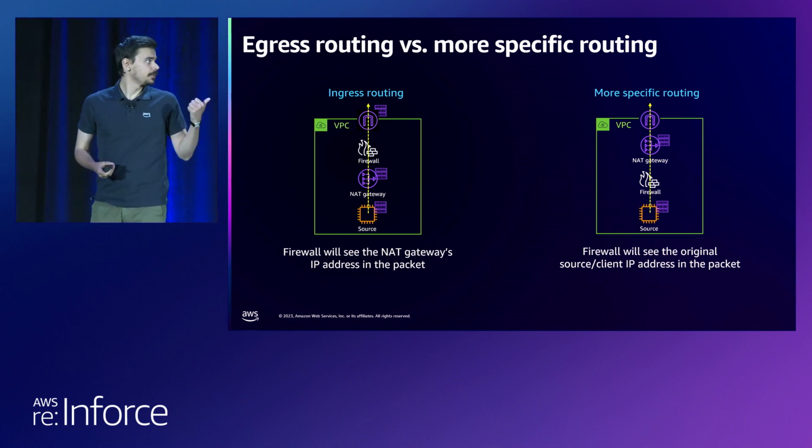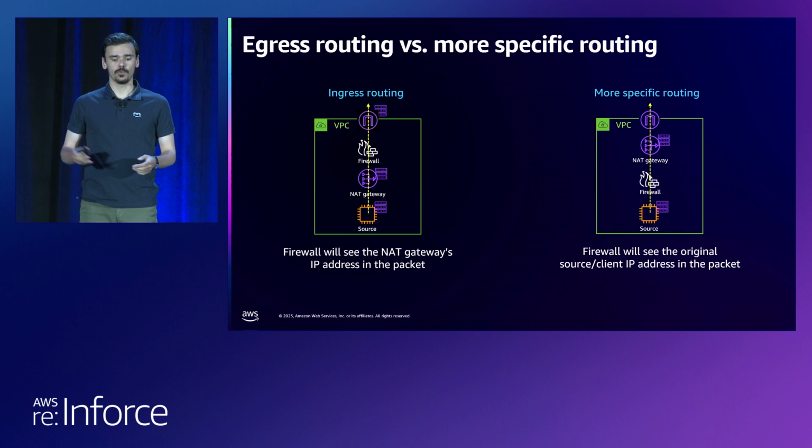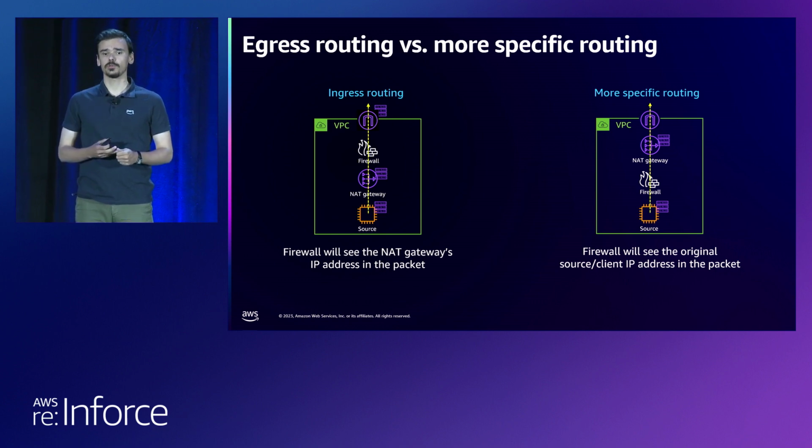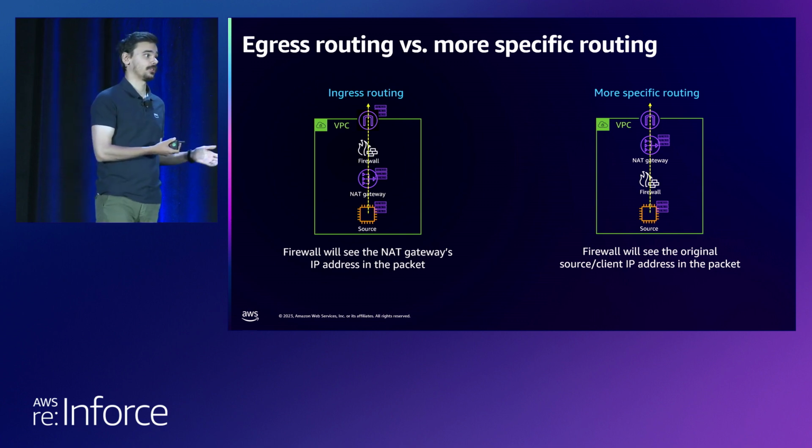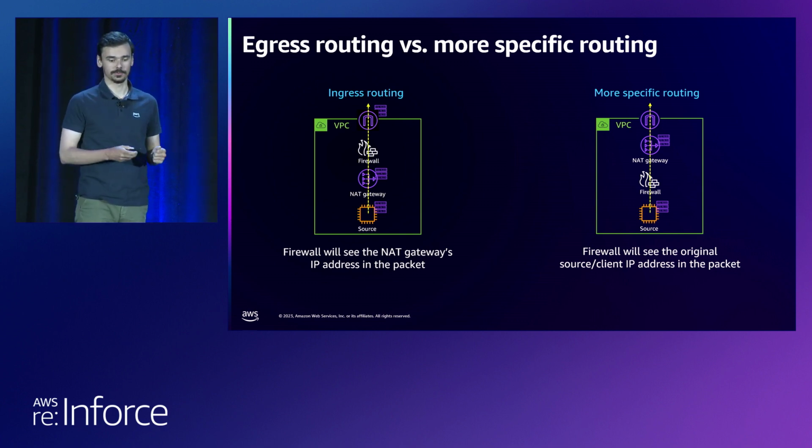Unlike Ingress, though, in this outbound scenario, we typically favor the more specific routing approach because there's really not that many trade-offs there. But whatever you choose, just bear in mind that you need to apply those rules for your use case, right? You will have to make your firewall rules use those IPs.